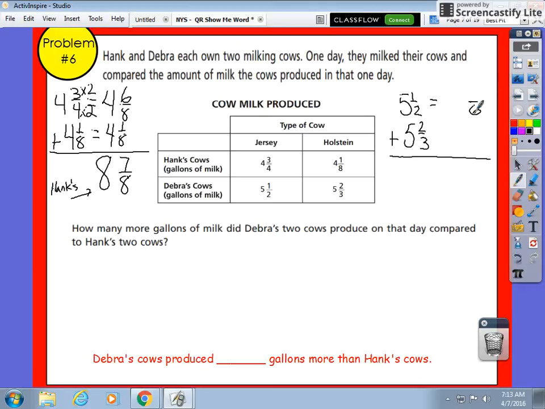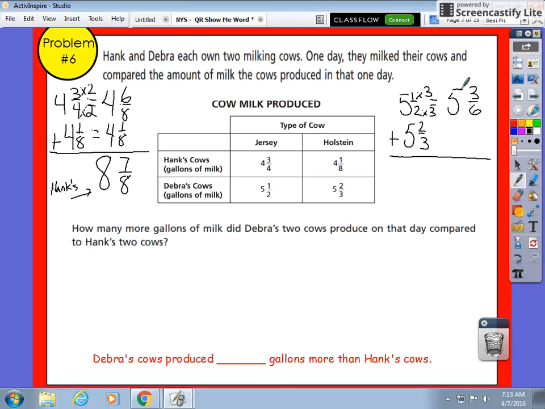So I'm going to convert 5 1/2. I'm going to convert that 1/2 to an equivalent fraction with 6 as a denominator. So 2 times 3 will give me 6, which means I have to multiply my numerator by 3 to make that equivalent fraction. 1 times 3 is 3, so I end up with 5 3/6.